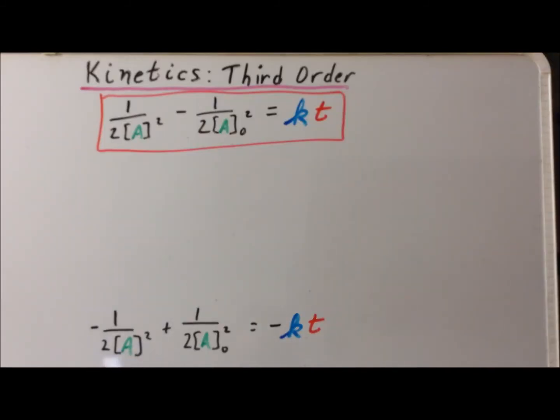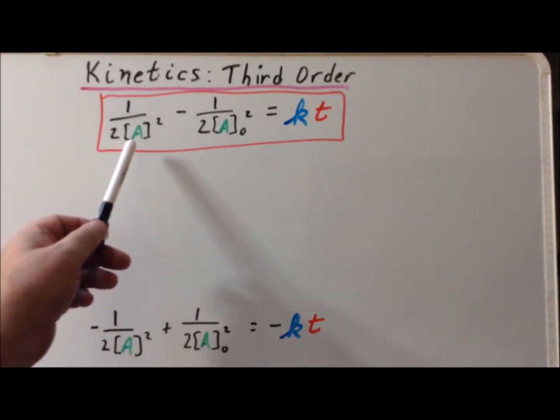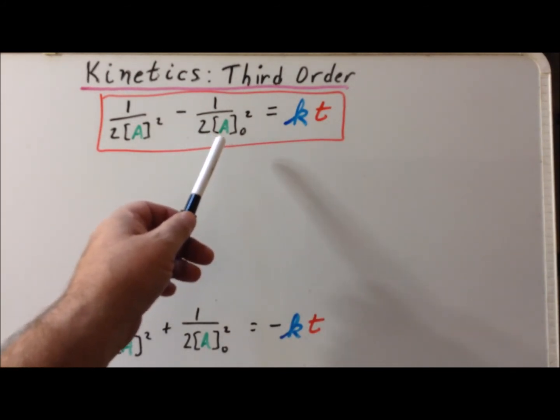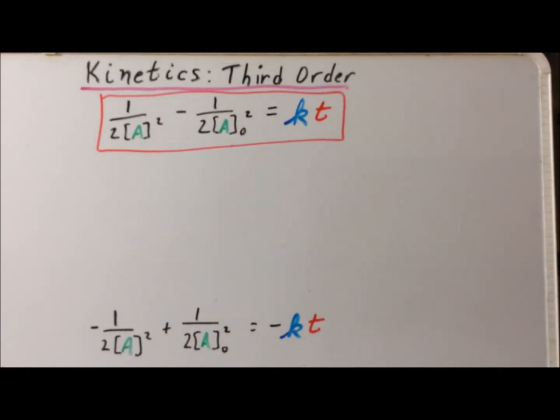If we multiply each side of the equation by a minus sign, we get our integrated rate law: 1 over 2 times the concentration of A squared minus 1 over 2 times the concentration of A sub 0 squared equals kt.